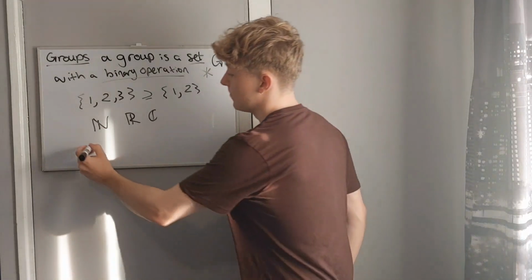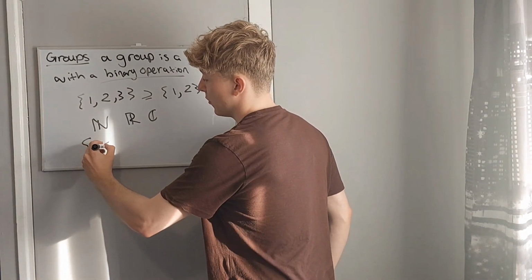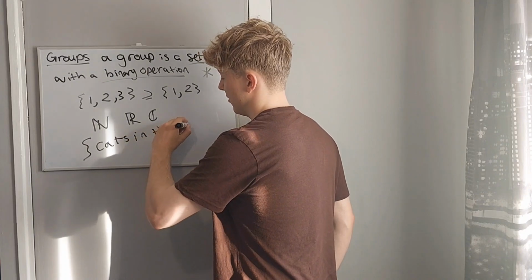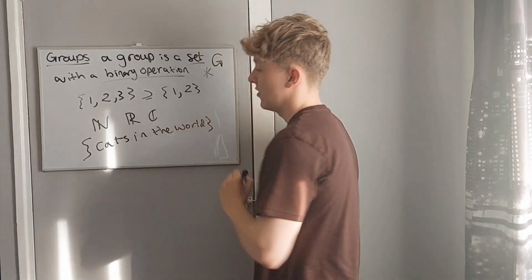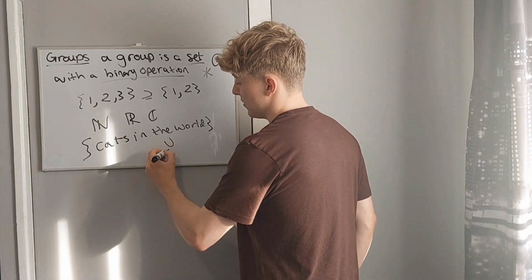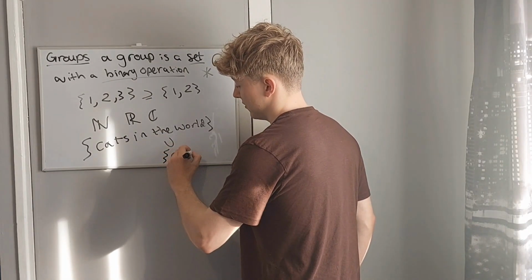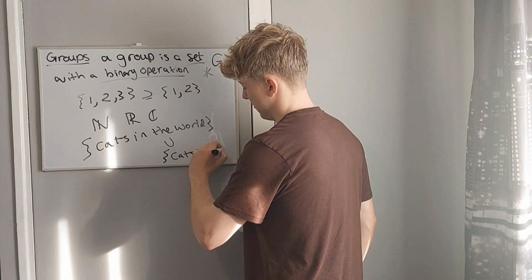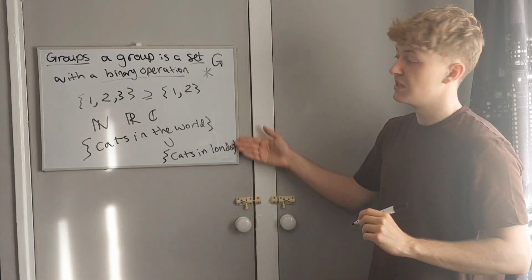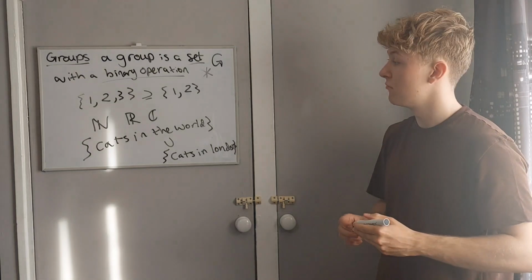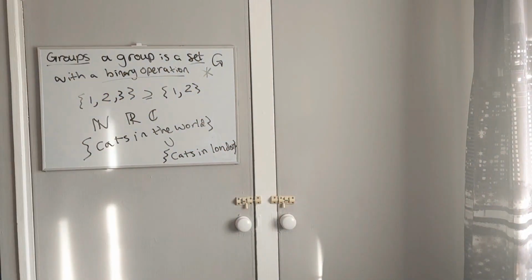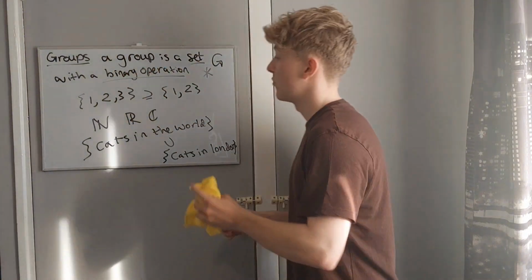There's also the set of all cats in the world, and a subset of this may be the set of cats in London. So these are just some examples of sets, and you can have pretty much anything you like. Next we need to define what a binary operation is.